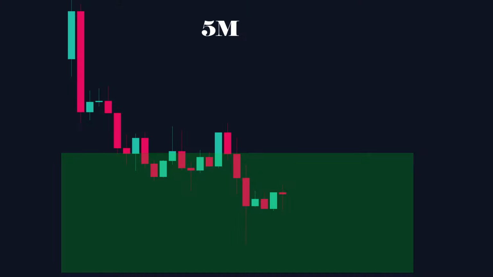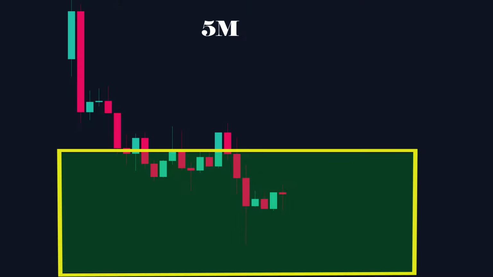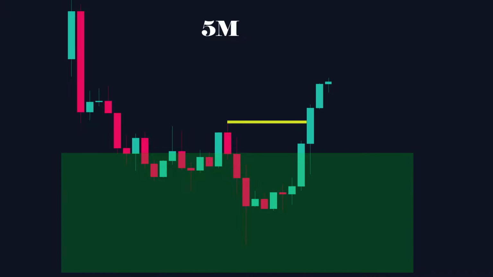Next, we check the 5-minute chart for confirmation. The 1-hour fair value gap is still visible, but now we wait for the 5-minute structure to break. Once it does, we draw a new fair value gap on the 5-minute chart. After this, we can confidently take a buy entry.